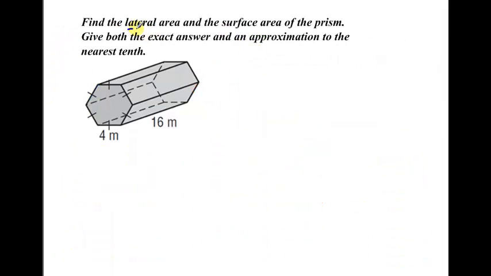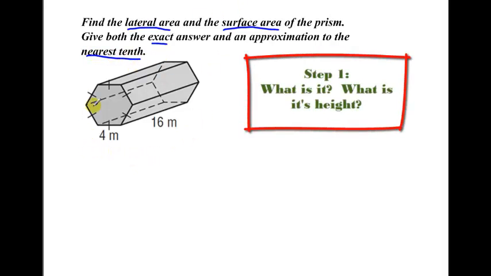Okay, so same thing. We're going to do the lateral area and the surface area of the prism. But now they also want here an exact answer and then an approximation to the nearest tenth. So we're going to be doing a little bit of calculation as well. Let's go for the first step, and that is to identify what this is. Look at its base. You see the 6 sides? That's a hexagon. So this is a hexagonal prism. And how tall is it? Before we're done, let's note that the height of this prism is 16. Do you see that? That's, again, the distance between the 2 hexagons.